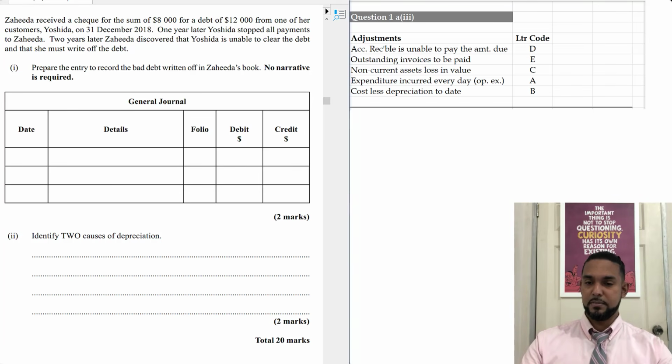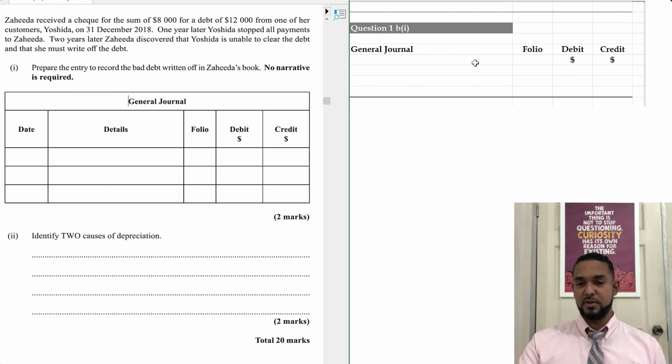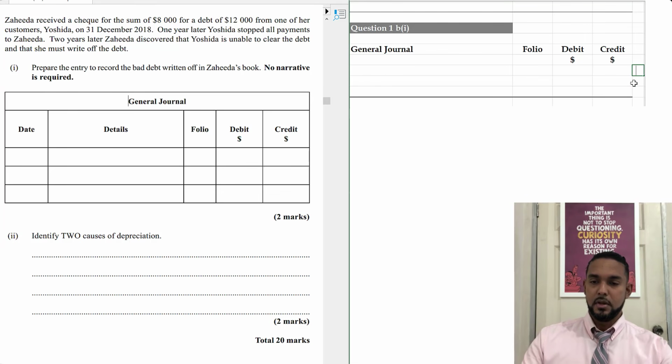Now, I did recreate my general journal. So with general journal entries, the debit entry must go first. The credit entry comes second, and it is slightly indented as a matter of fact, all right? Now, what is the double entry? So first of all, when you are writing off a bad debt, you have to debit bad debts expense, right?